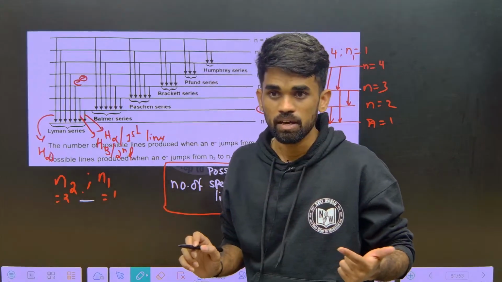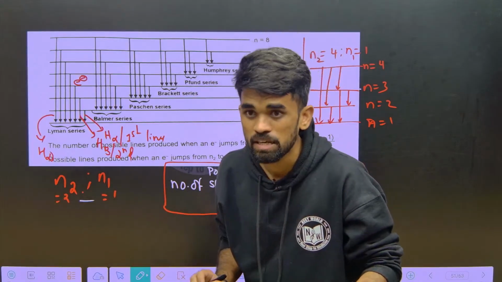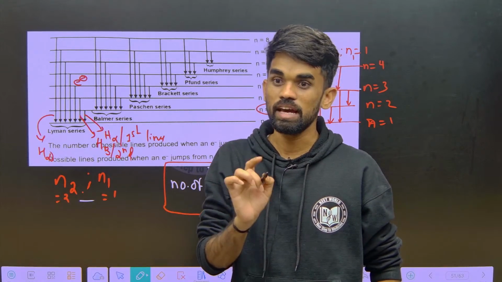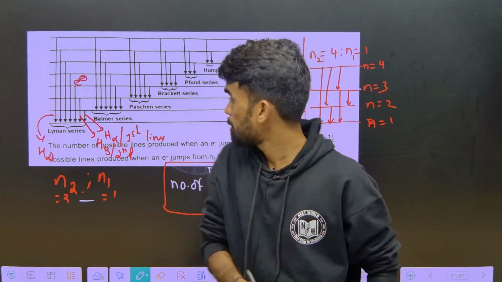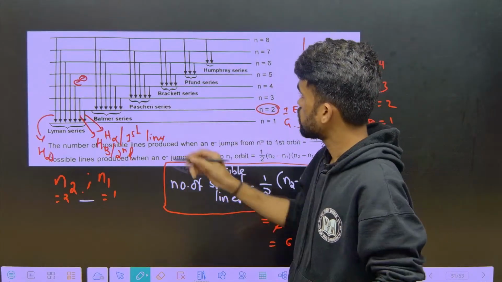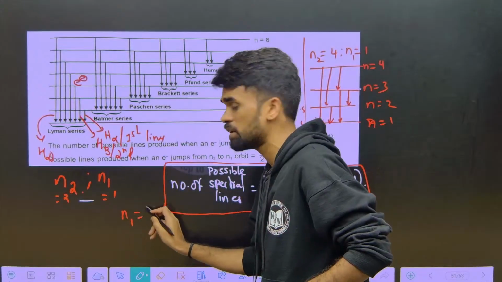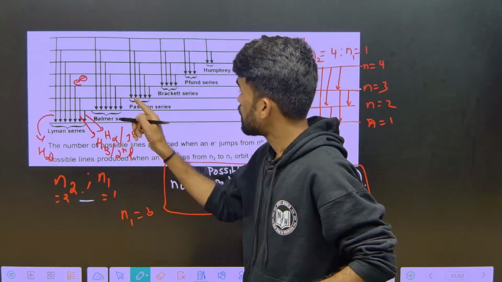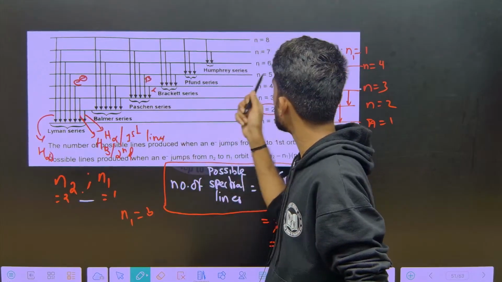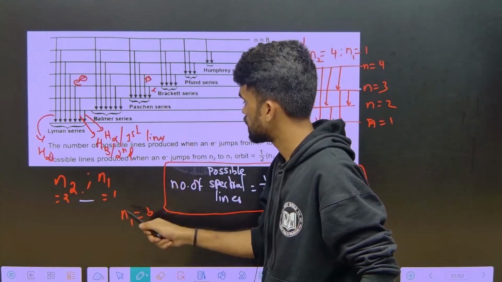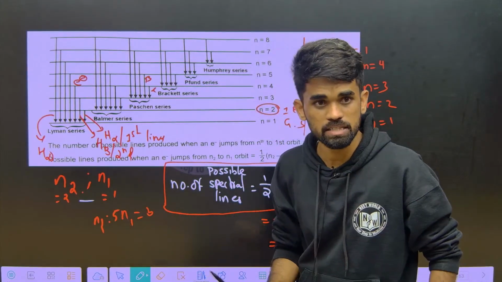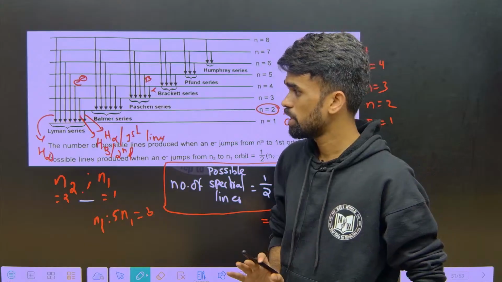Is that clear? Now for Paschen series, what are the H beta values? H beta for Paschen I am asking. Paschen means from any level to third state. So we know definitely n1 will be 3, fix it. Now I am asking the beta line. See, this is alpha, this is beta. So beta from where to where? 5 to 3. So n2 will be 5. Is that clear? These things also they may ask us. Hope it is also clear.